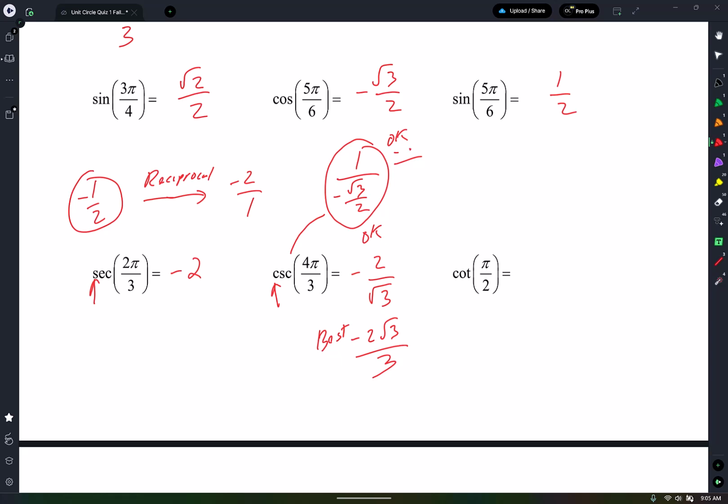Cotangent of pi over 2. Well, at pi over 2, that's 90 degrees. Remember, that's the reciprocal of tangent. This coordinate is 0, 1. Tangent would have been y divided by x, 1 over 0, which is undefined. But 0 over 1 is 0. So we're good. Maybe that one would have been a hard one, maybe. Does that make sense of how we did things?